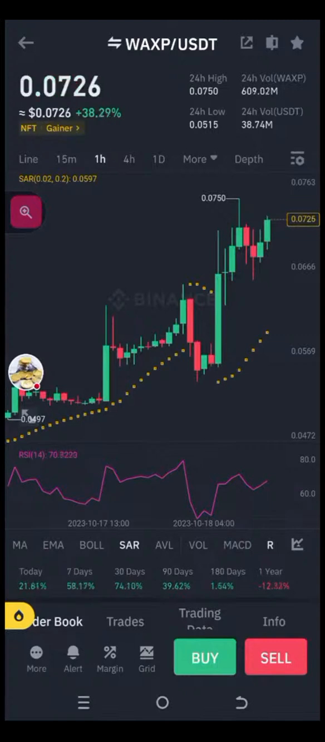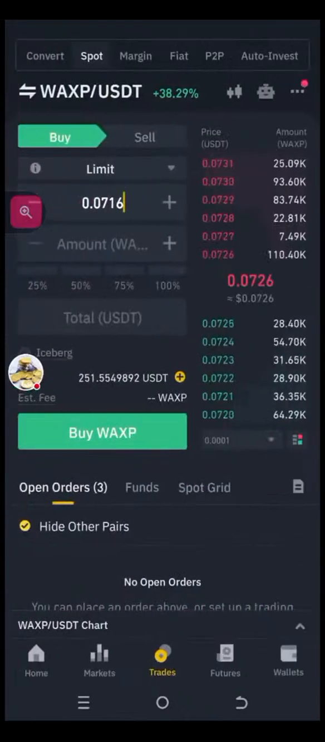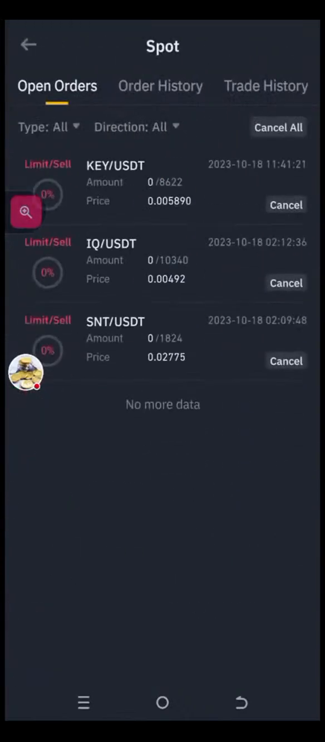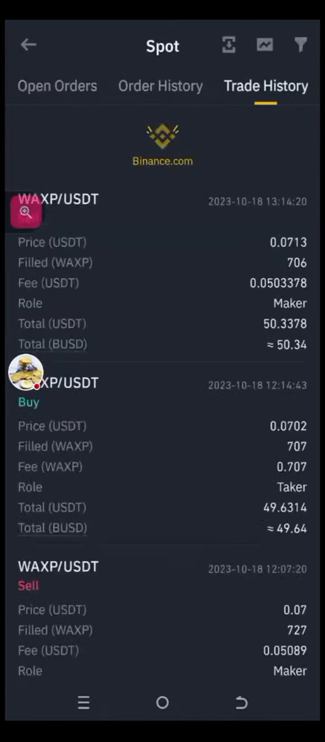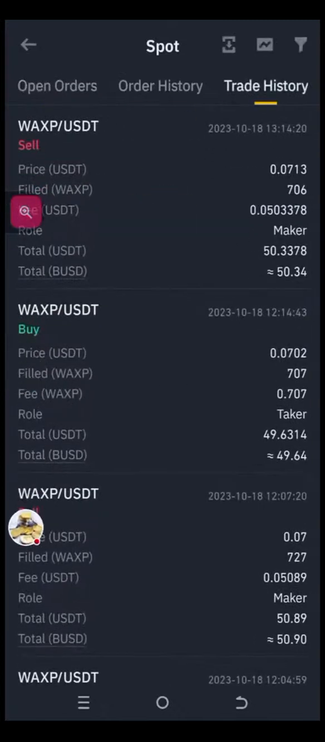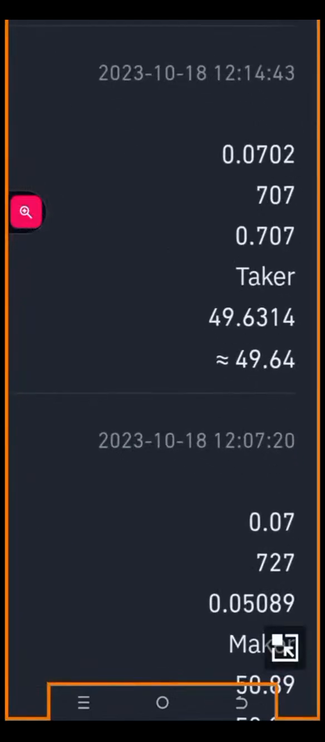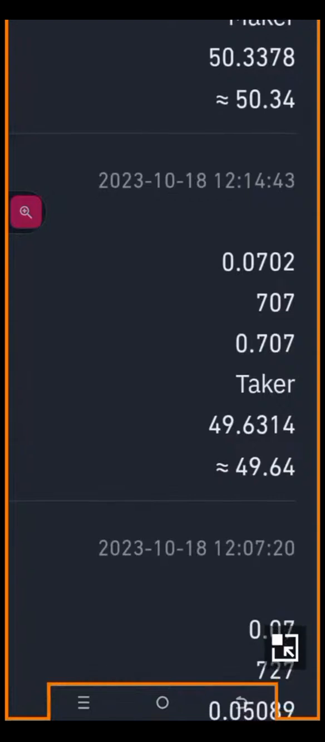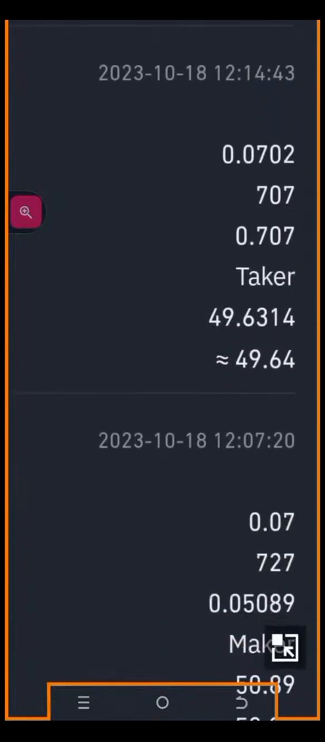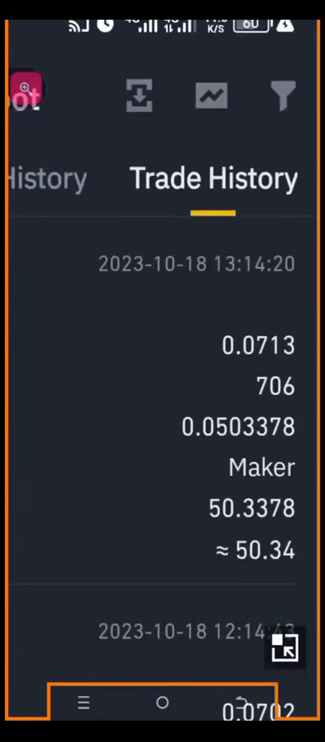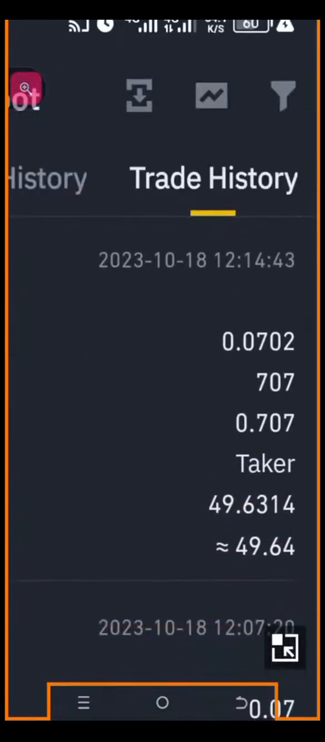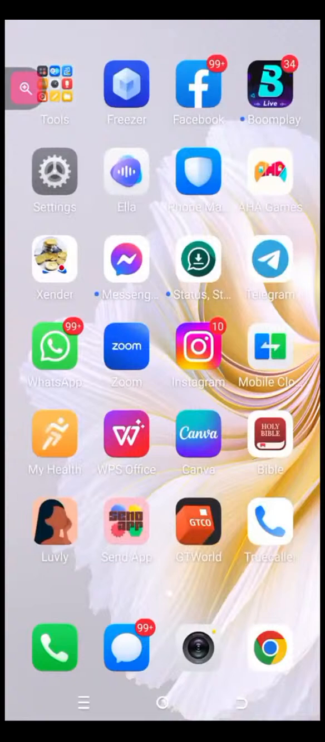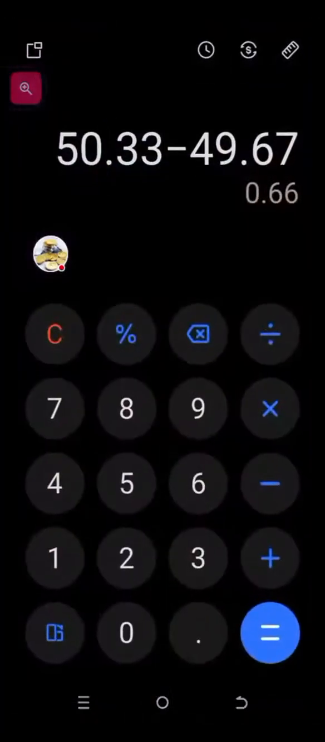Let me show you what it picked up so that you will understand that it wasn't 33 cents we made. We actually made more than that, right? If we look at the trade history, the amount we bought was 49.63. What eventually came out was 50.33. So 50.33 minus 49.63. I'm happy with that. Let me go back and see what that gave us. That's 63.